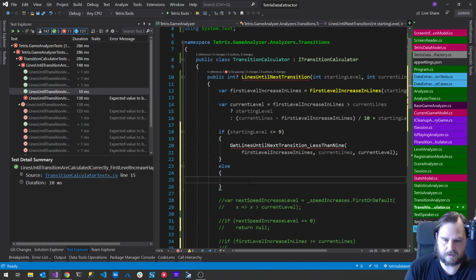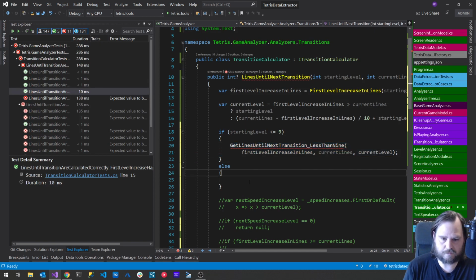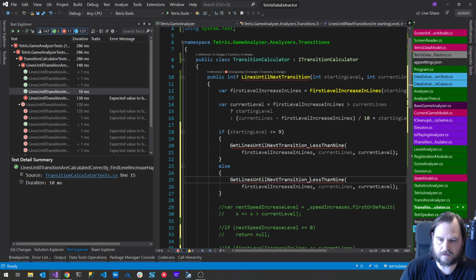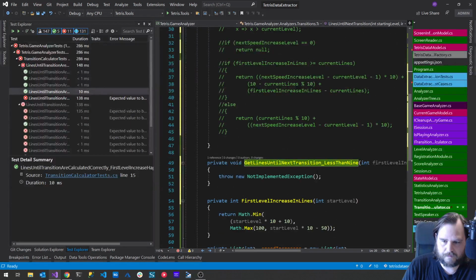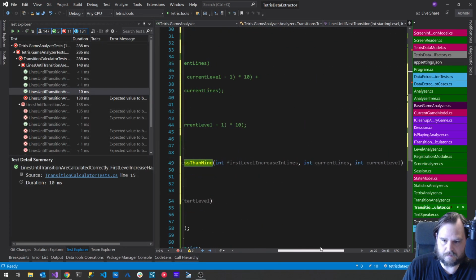Otherwise, we're going to split this up into two separate, greater than 9. Yeah, because at 9 you increase at 100, which is level 10, and it makes sense. Your current level, yeah. So if you're less than 9, this is the place where it starts to make sense.